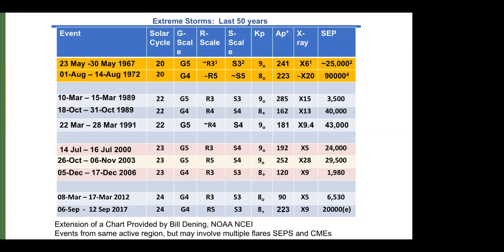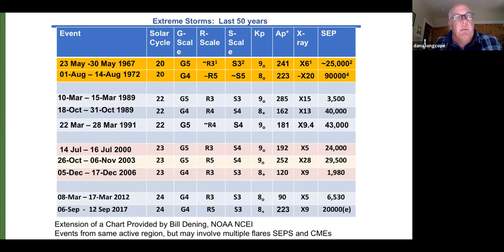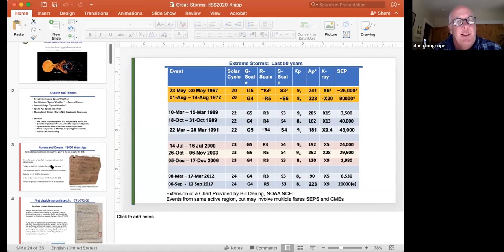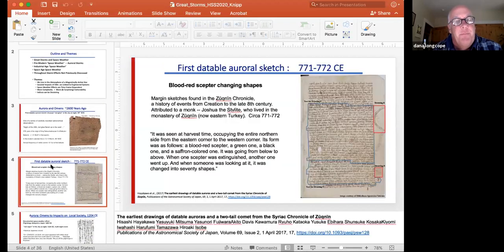Other questions for Delores? Oh, there's no student question at the moment. I'll just ask, you showed some evidence for a geomagnetic storm or some aurora in 770. Do you know anything about whether that could possibly be related to what they see as a big flare they think happened in about 770? I've forgotten.